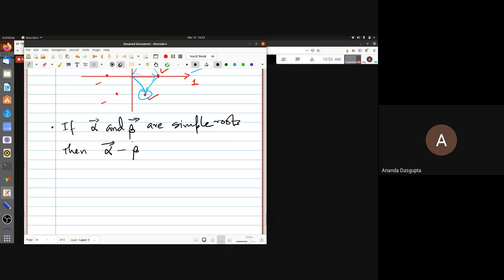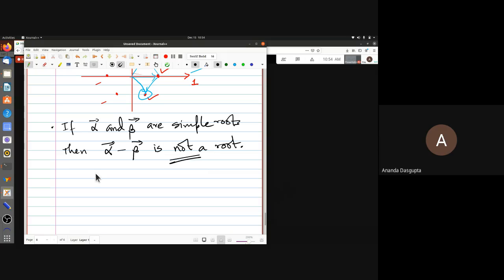Alpha minus beta is not a root. I'm not even saying it's not a simple root. I'm saying it's not a root. Okay. So why am I saying that? That actually is very, very simple.